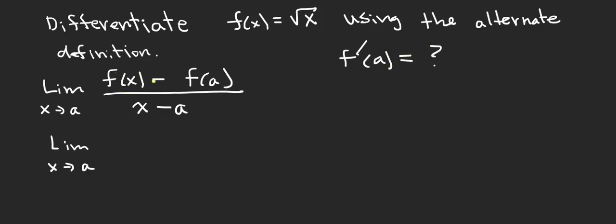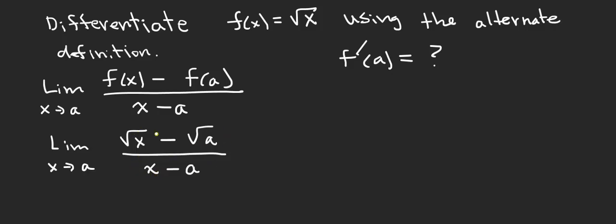So, f of x is radical x minus, what is f of a? F of a is, when you plug in a instead of x, you get radical a, over x minus a. Now be careful not to substitute a right away. You want to simplify all the way and then plug in a at the end. That's a common mistake by calculus students.